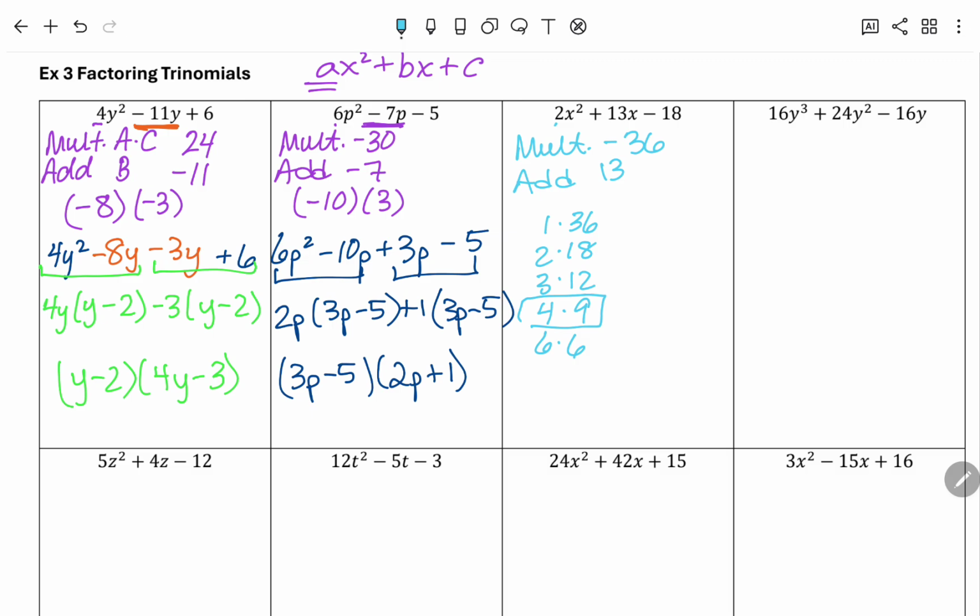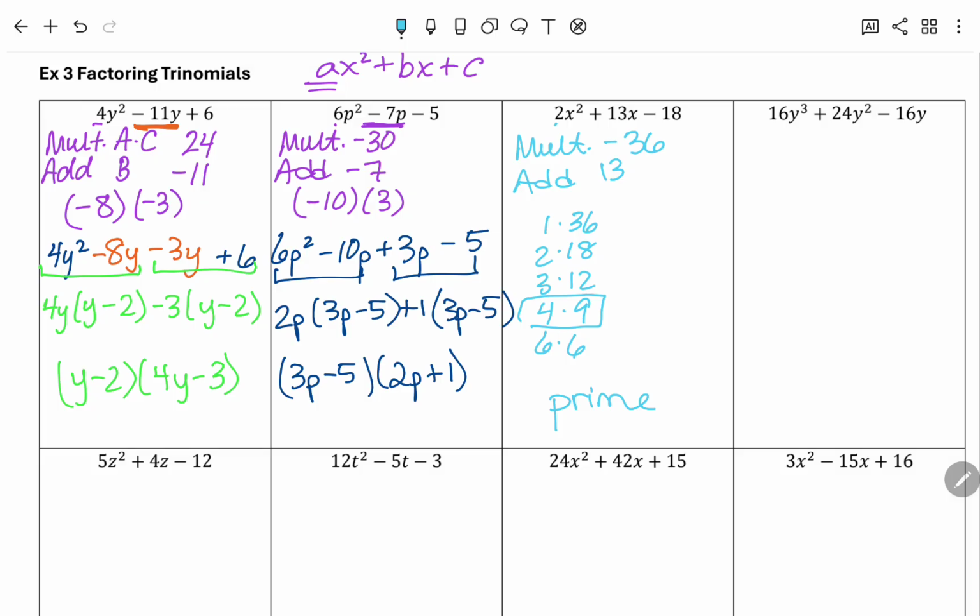So what does that tell me? That this polynomial is prime. I did have to go through and check. I didn't know just right away. But if you can't come up with something after a thorough list, then you can confidently say it's prime.